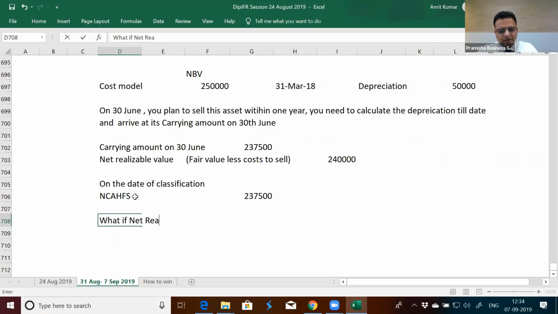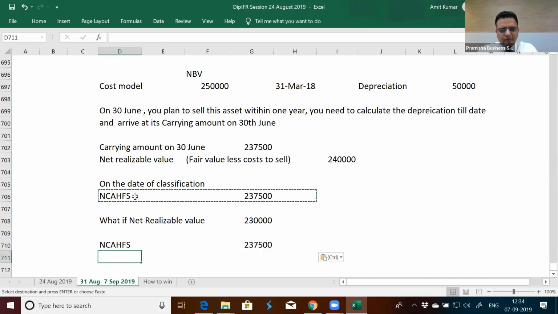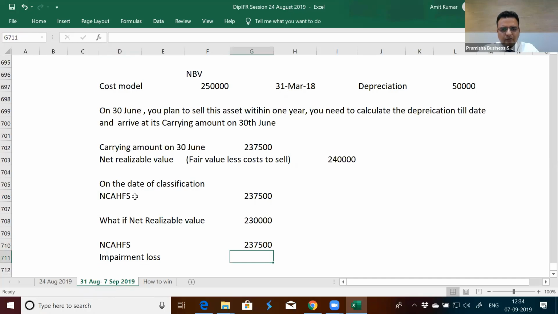But what if net realizable value is 230,000? Then the non-current asset held for sale will be recorded at 230,000, and there will be an impairment loss of 7,500 recorded in the P&L account immediately.